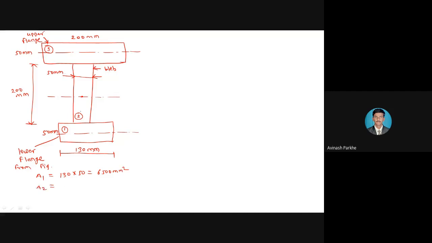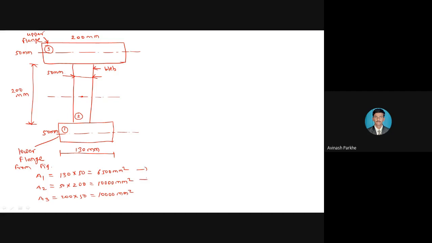Similarly, calculate A2. For A2 we only have to think about the vertical rectangle. Its horizontal distance is 50 and vertical distance is 200. So 50 into 200 is 10,000 mm square. Then A3: top flange, horizontal distance 200 into vertical distance 50. So the value of A3 is once again 10,000 mm square.